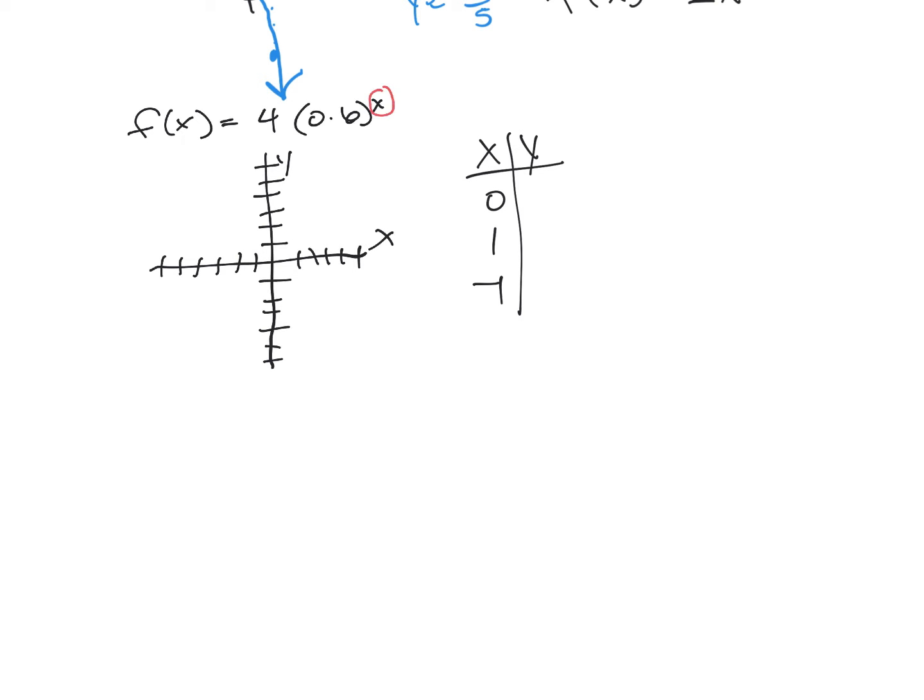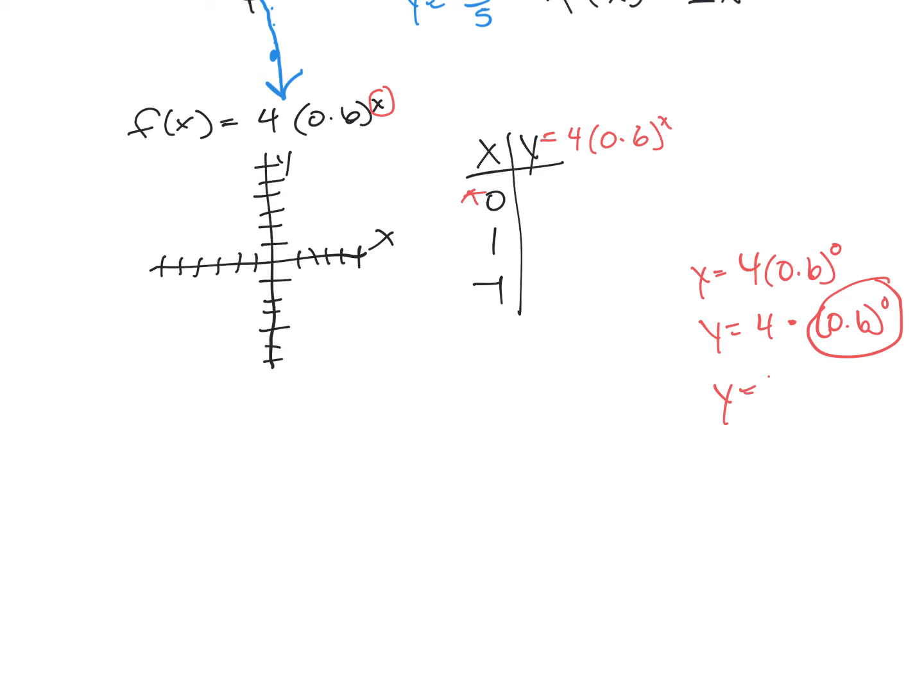We're going to replace this x, right? So y equals 4 times 0.6 to the power of x. So we're going to say y equals 4 times 0.6 to the power of 0. Remember this, anything to the power of 0 is 1, so it's 4 times 1. So y equals 4. So the point is 0, 4: 1, 2, 3, 4. We'll plot that point.